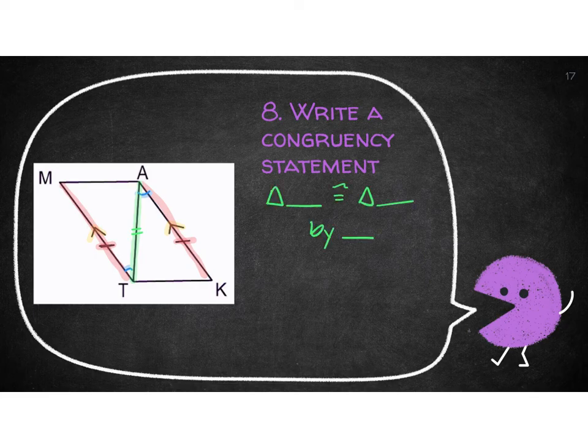We have M that corresponds to K. We have T that corresponds with A. And then A and T correspond. And our reasoning here is we had a side, an angle, and a side. Also looking at it, we had our two sides and then the angle in between. So side, angle, side is our reasoning.